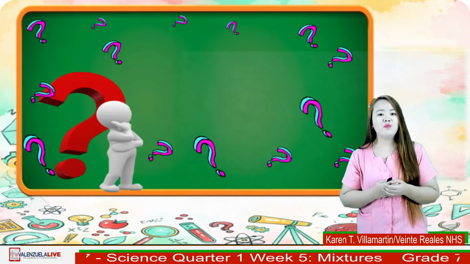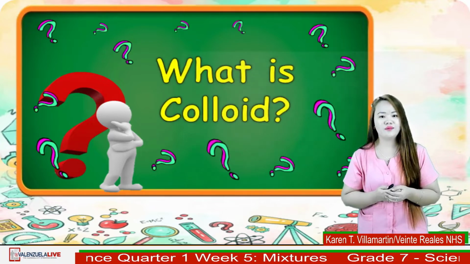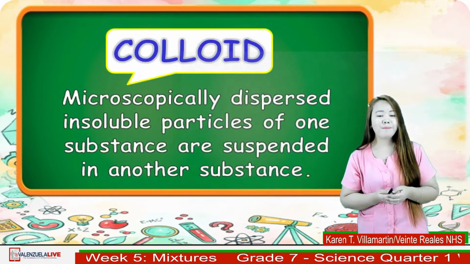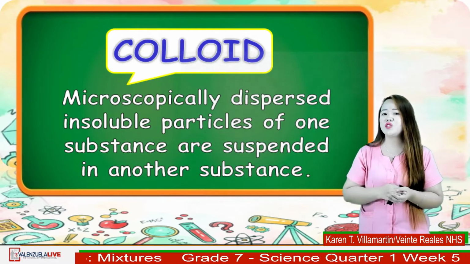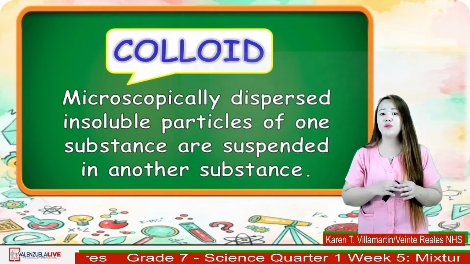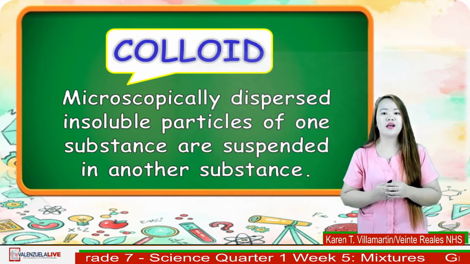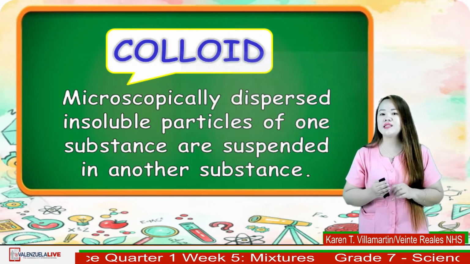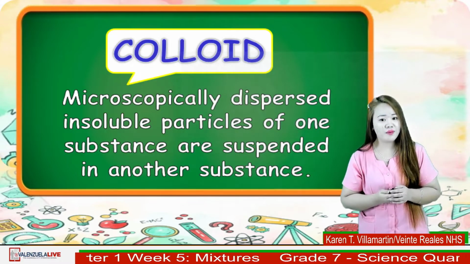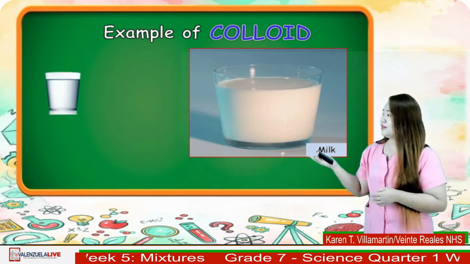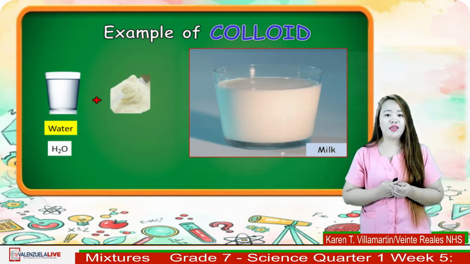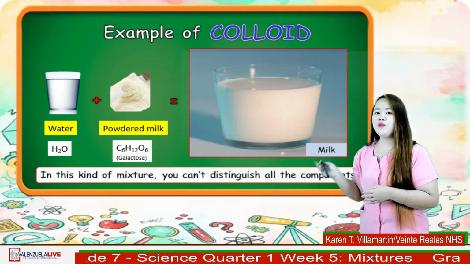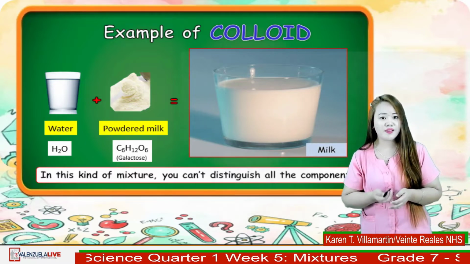Now, let us move on to the next one, the colloid. Do you have any idea what a colloid is? Colloids are mixtures in which microscopically dispersed insoluble particles of one substance are suspended in another substance. In colloids, particles are not heavy enough to settle out of the mixture. Milk is also an example of colloid. It is a mixture of water and powdered milk. In this kind of mixture, we cannot distinguish all the components.